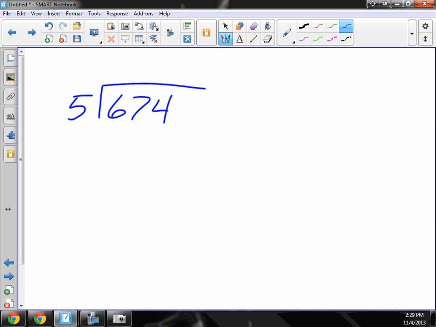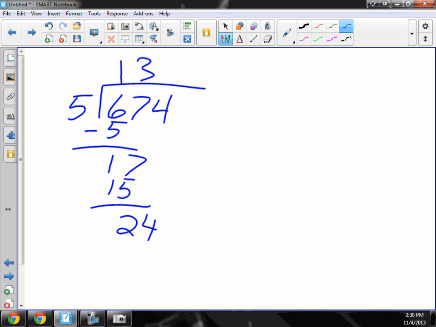How many times does 5 go into 6? 1. 1 times 5 is 5. Draw the line, subtract. 6 minus 5 is 1. How many times does 5 go into 17? 3 times. 3 times 5 is 15. 2 with a 4. How many times does 5 go into 24? 4 times. 4 times 5 is 20. Draw the line, subtract.